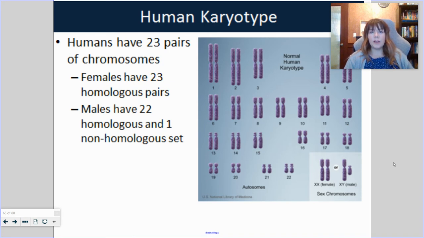So once you get the karyotype, the idea here is that we have 46 chromosomes. They make pairs of 23. So a karyotype is all about matching them together. Humans have 23 pairs of chromosomes, females 23 homologous pairs, males 22 with a pair of sex chromosomes. So you're going to look through all your chromosomes and try to match them so that you have a beautiful little picture that looks something like this.